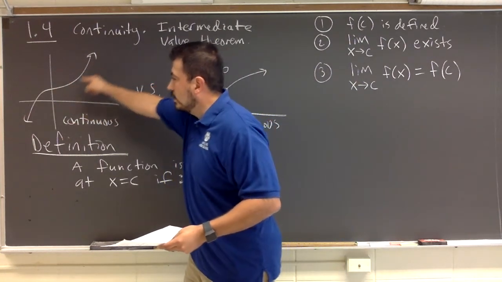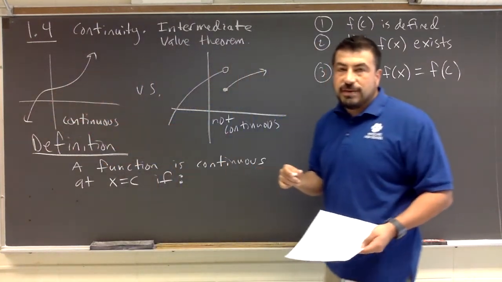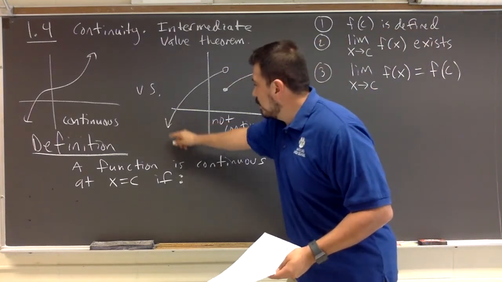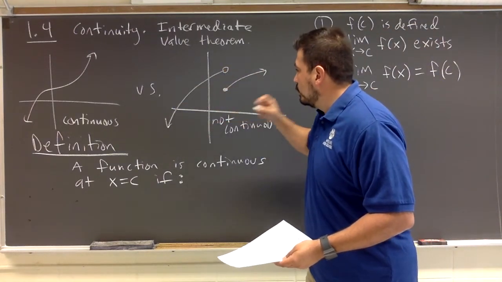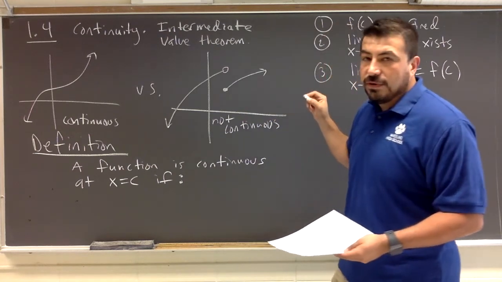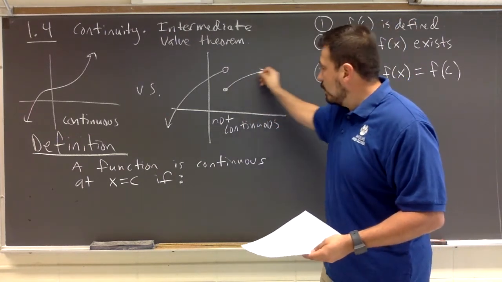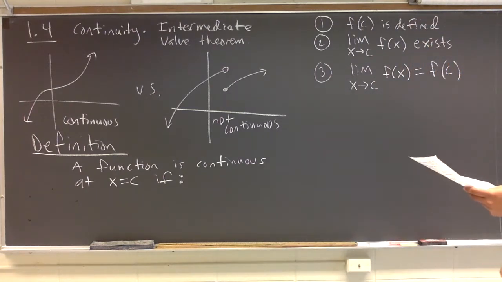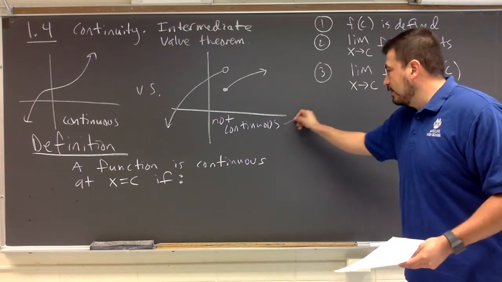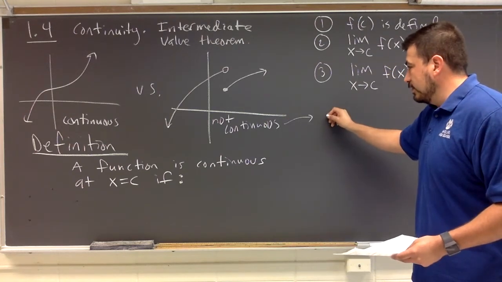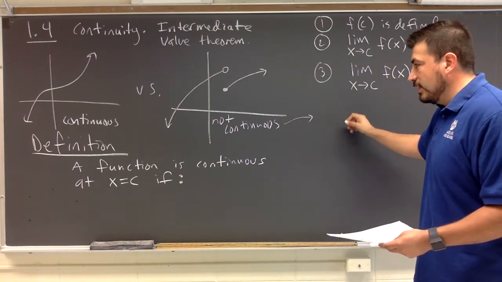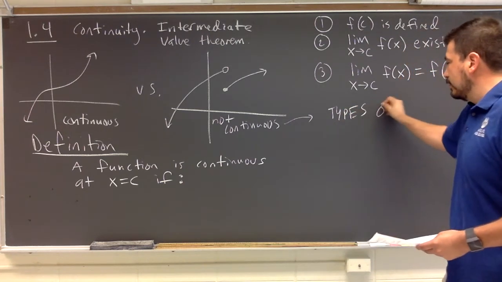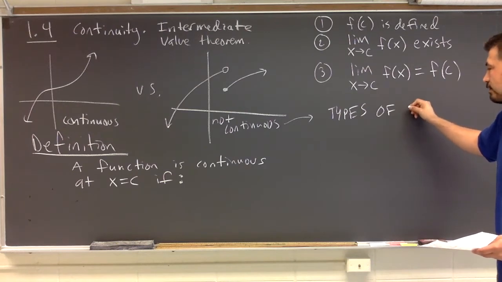First example, nice and smooth, continuous, didn't have to lift up the pen or the pencil or chalk in my case. This example here, notice there's a gap or a separation, and I had to physically lift up my chalk to draw the second part of the graph. That's not continuous. So let's talk about what that looks like specifically, because there's a few different kinds of functions that are not continuous, or in other words, we say discontinuities. So these are now types of discontinuities.